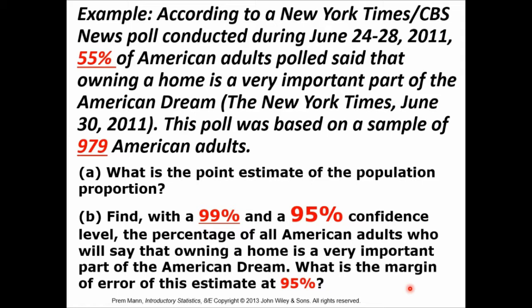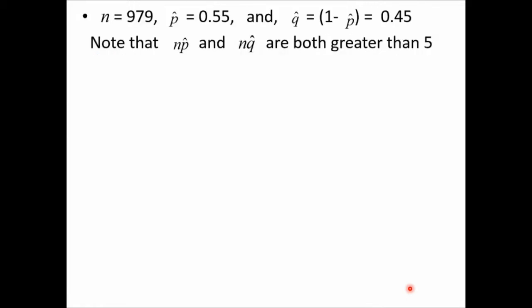Let's see how we go about solving this problem. We'll start out with the givens: the sample size N is 979, and P hat, the proportion of the poll or the sample, is 55% or 0.55, which means the complementary proportion, 1 minus P hat, or Q hat, equals 0.45. And what you see here is a condition that should always be satisfied in our estimates: N times P and N times Q should both be greater than 5 in order to validate our estimation, as I will explain later on.